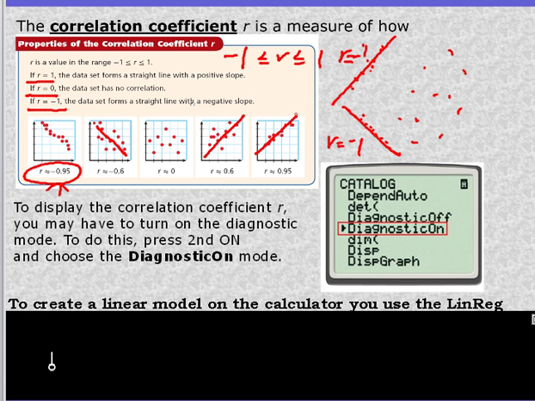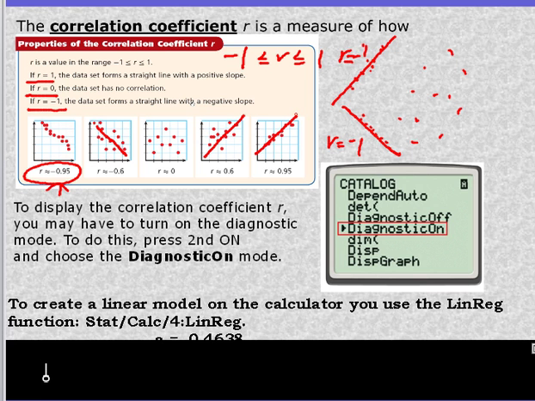So I just did a manual linear regression. Our calculators do one as well, and they do a little bit better job. They have a more complicated algorithm for actually calculating the linear regression model.